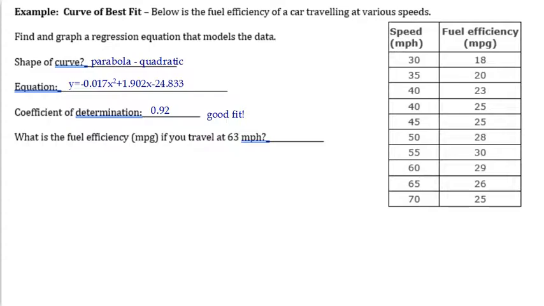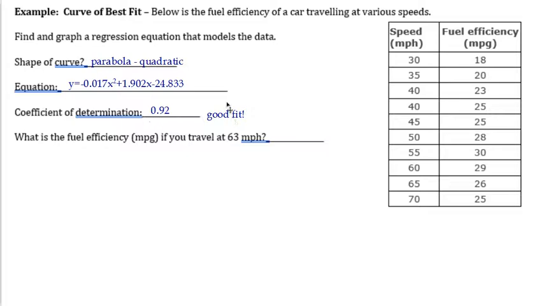Okay, hopefully you've had a chance to fill in the problems here. So the shape of our curve was a parabola, a quadratic. The equation the calculator told us was this one here. We rounded to 3 decimal places for each value. Our coefficient of determination, or our r squared, is 0.92, which is a good fit.